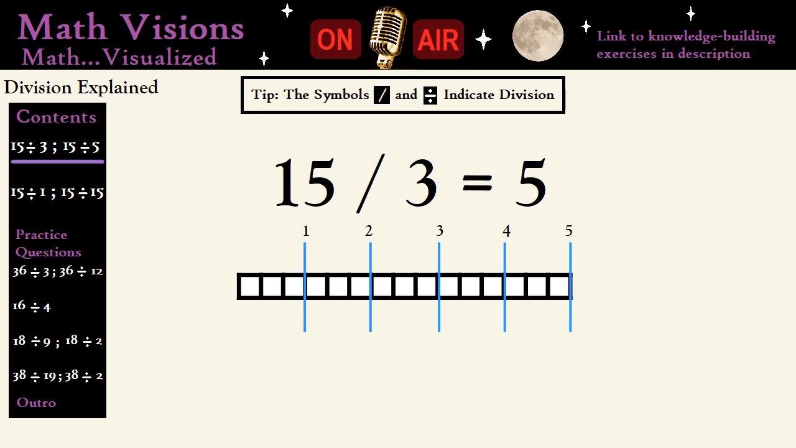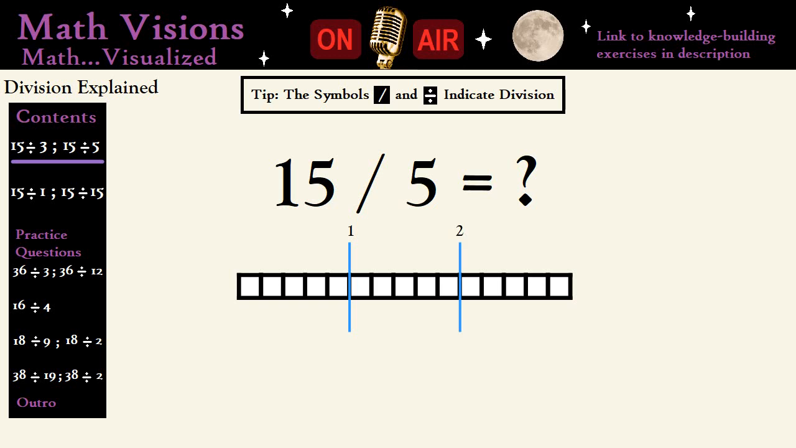But what if we divide 15 by 5 this time? Well, instead of counting groups of 3, we'll count groups of 5 and draw a vertical line at the end of each group. We have one group of 5, 2 groups, and finally 3 groups. Therefore, 15 divided by 5 is 3.